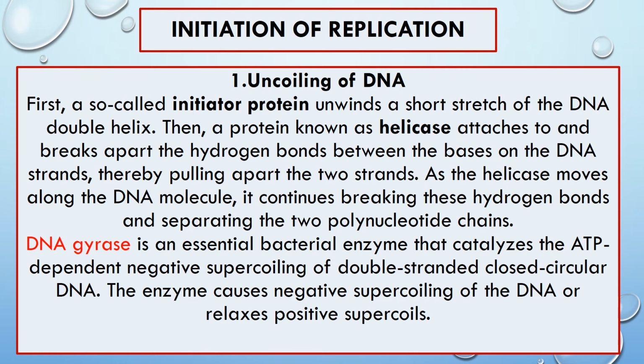On the other hand, a third enzyme, DNA gyrase, is an essential bacterial enzyme that catalyzes the ATP dependent negative supercoiling of double strand closed circular DNA. The enzyme causes negative supercoiling of the DNA or relaxes positive supercoils. Now how this works, let's see in the next slide.